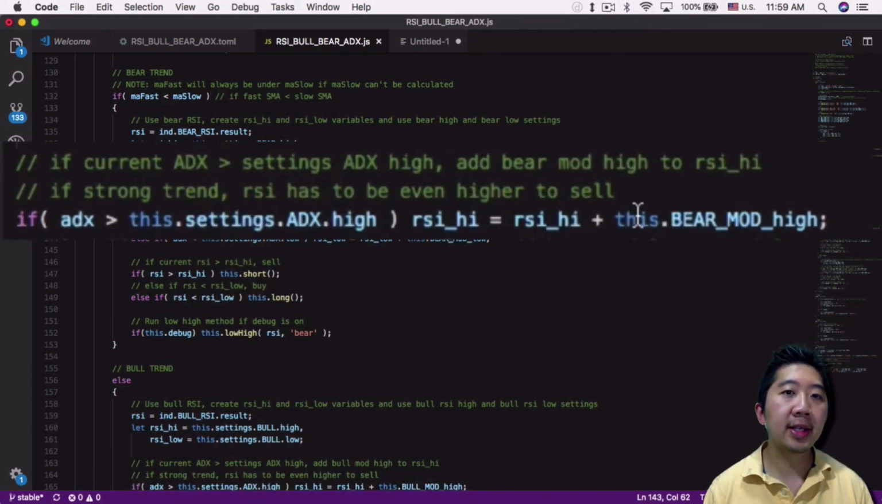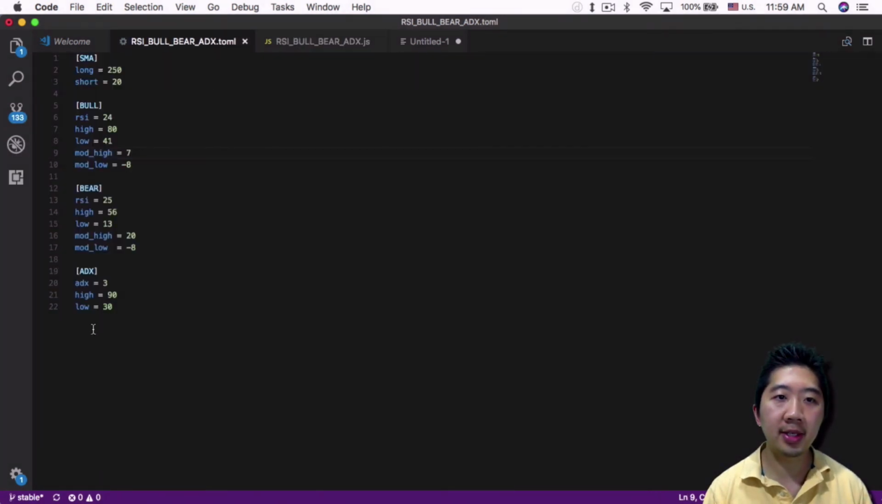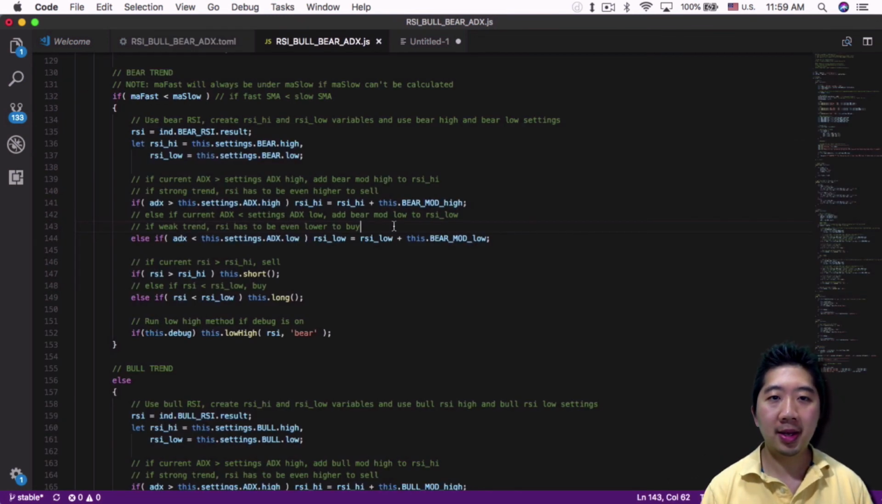So if the current ADX is greater than the settings ADX high. Again, the settings ADX high right now is at 90. I said yesterday it was a nonsensical number to me because I was looking at it, but I'll explain to you once we get to the charts.